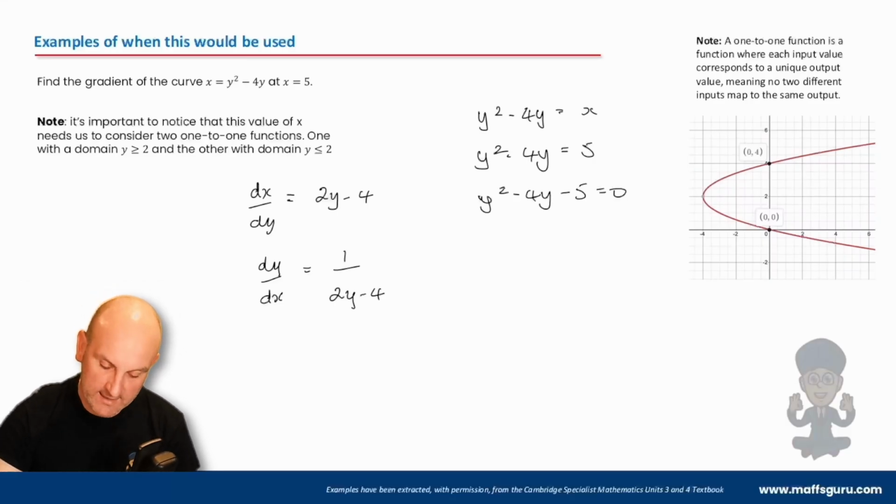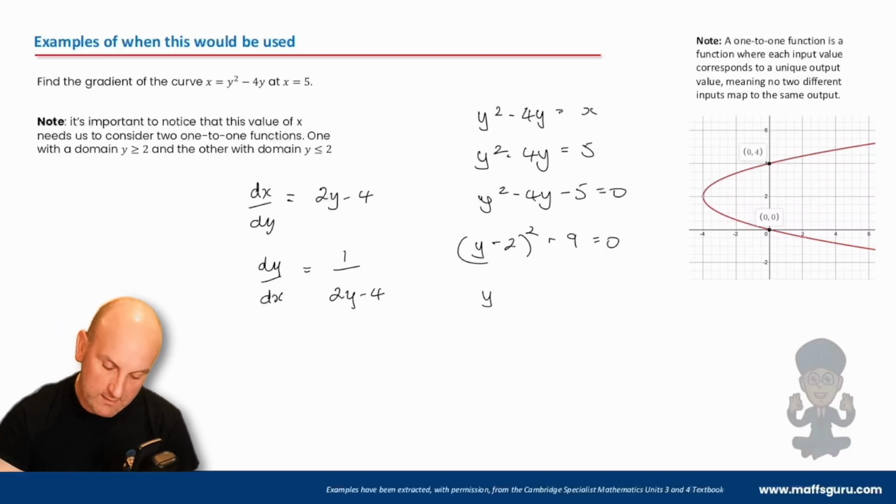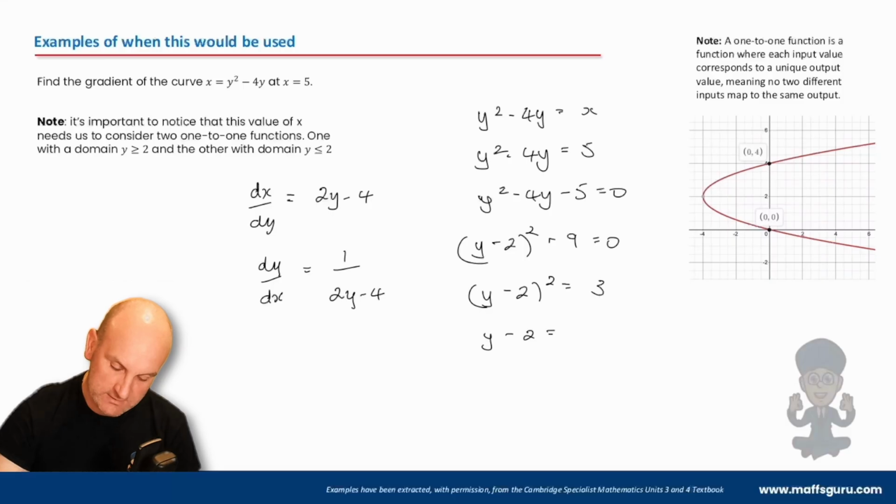Going to complete the square. So I've got y minus 2 all squared, that's going to give me 4, and I'm going to take away 9 is equal to 0. So y minus 2 all squared is equal to 9. Take the square root of that. It's going to give me y minus 2 is equal to plus or minus 3. So y is going to be equal to 2 plus 3, which is 5, or 2 minus 3, which is minus 1.